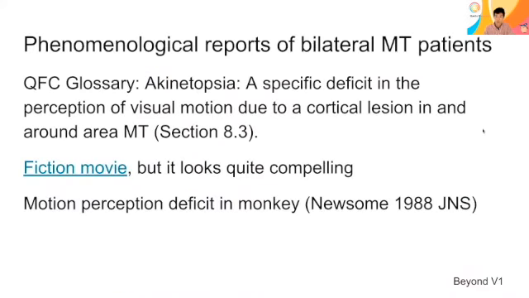According to the Quest for Consciousness glossary, akinetopsia is a specific deficit in the perception of visual motion due to a cortical lesion in and around area MT. This can be quite compellingly demonstrated by a movie made by some volunteers. So we'll watch that.